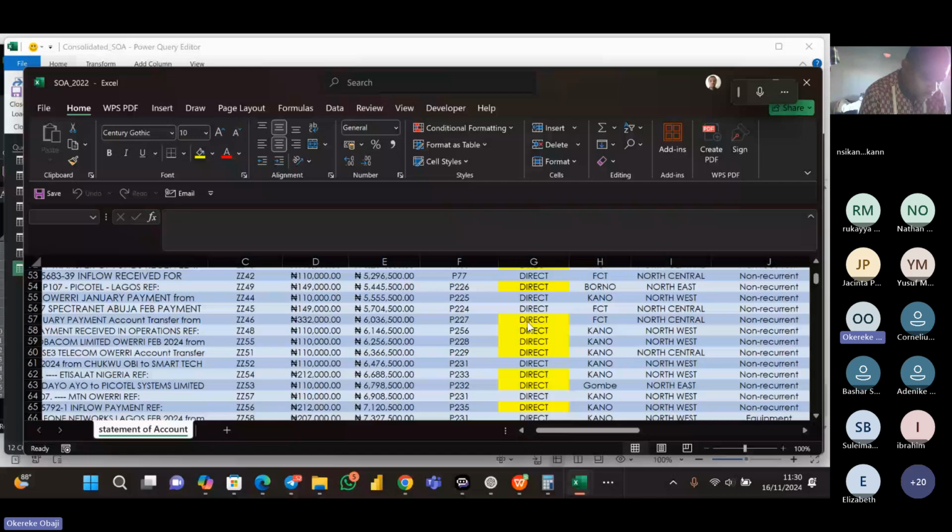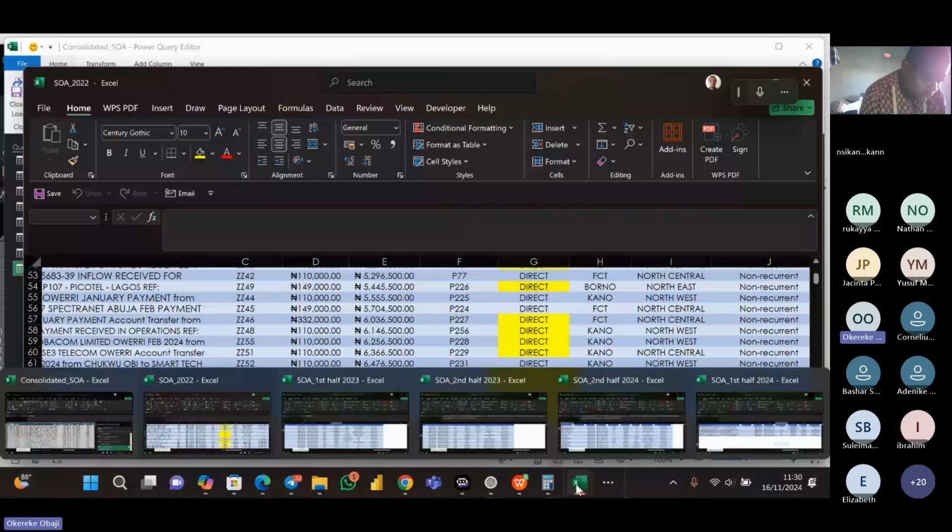Then the other thing we had, as I said earlier, was the dates thing. We wanted our calculation to be strictly within the time frames that we were given.